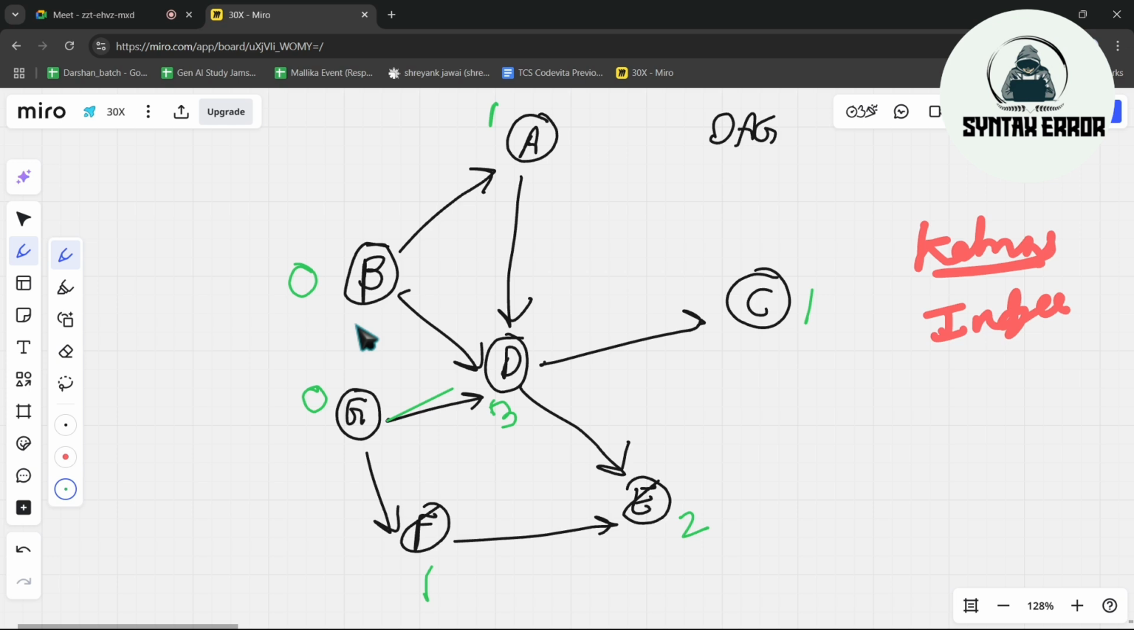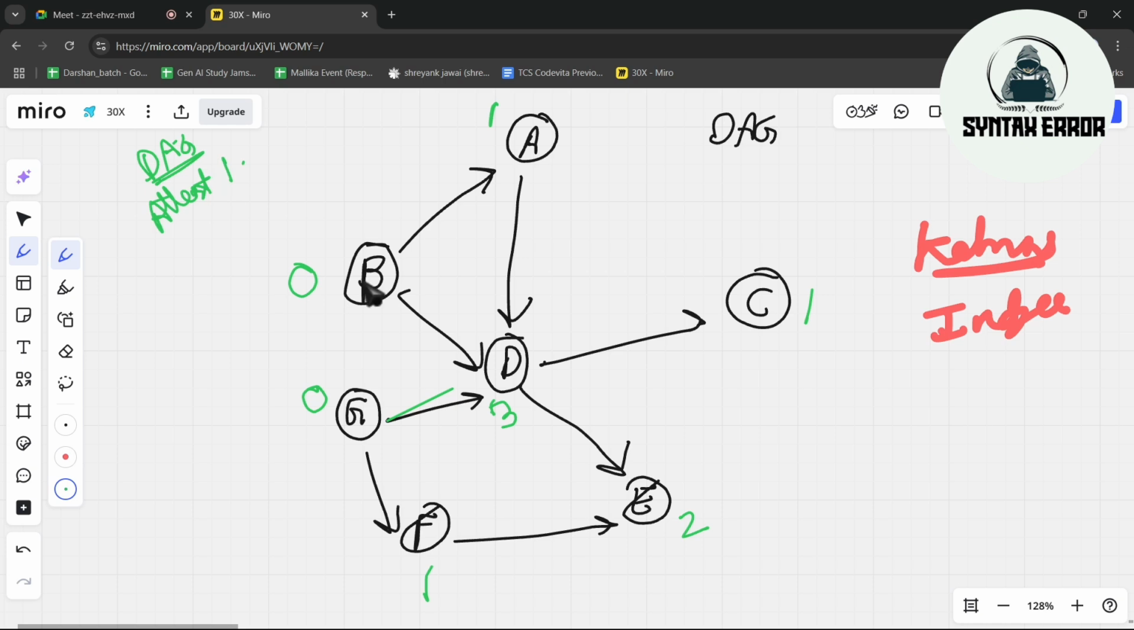Now what we have to do is take a vertex with the least in-degree. According to Kahn's algorithm, we take a vertex having in-degree 0. When it comes to a DAG, we will always have at least one vertex with in-degree 0. That is compulsory. So we have to start from that vertex.